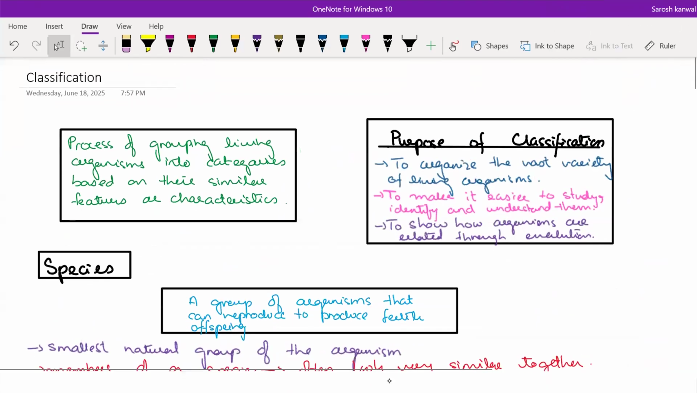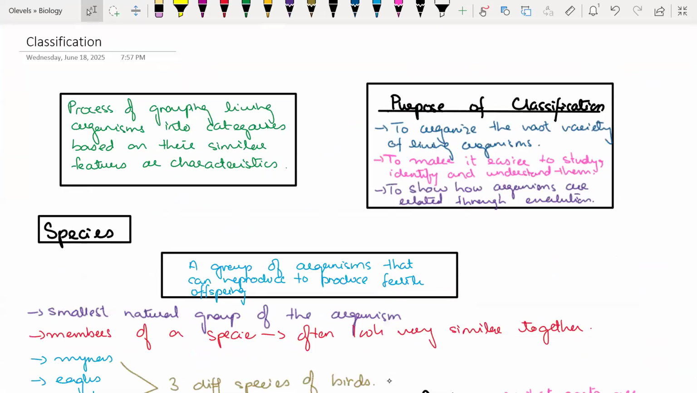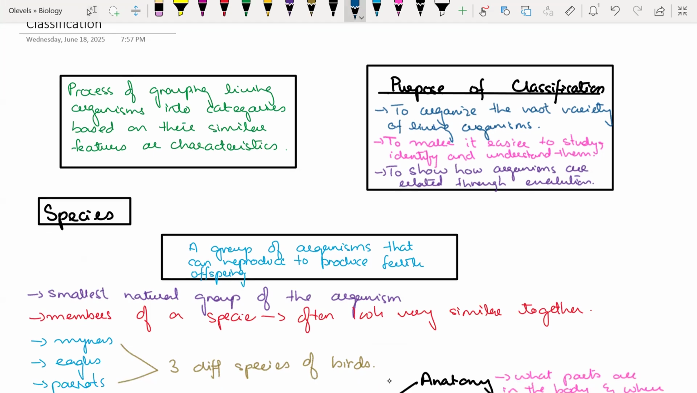Now we have to move towards classification. That's our third topic. Classification is a process of grouping living organisms into categories based upon their similar features or characteristics. What's the purpose of classification? The purpose could be to organize the vast variety of living organisms, to make it easier to study, identify and understand them, and to show how organisms are related through evolution.